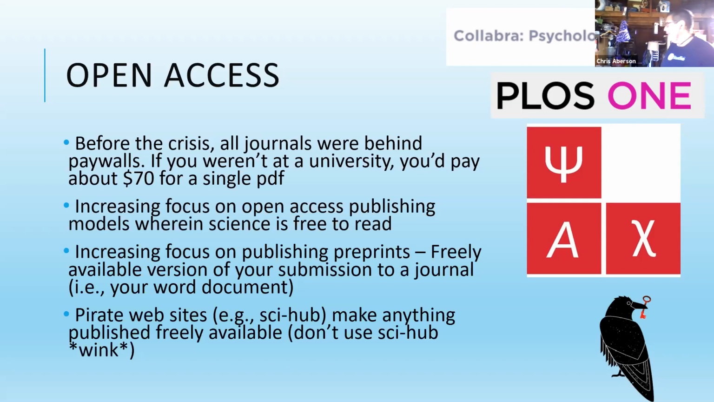A couple of good publications here: Collabra Psychology, PLOS One. Both of those are kind of leading the way in terms of open access. In addition to open access, though, there are other ways that we can make our work freely available. Probably the best way is to publish preprints. Preprints are freely available versions of your submission to a journal.